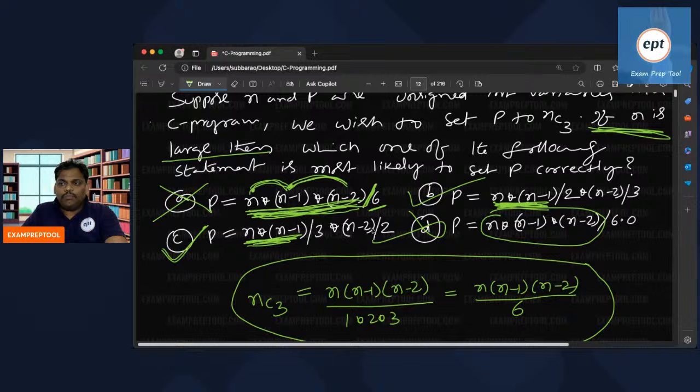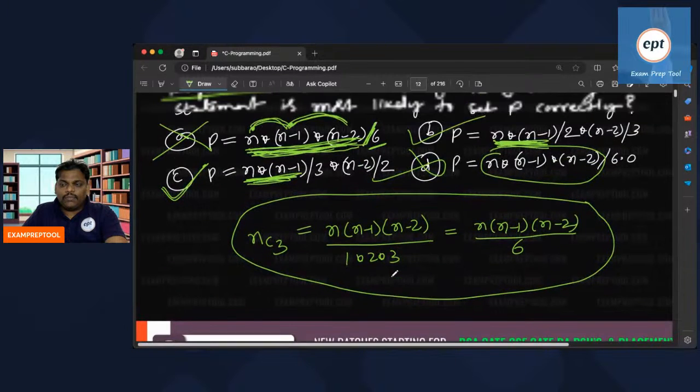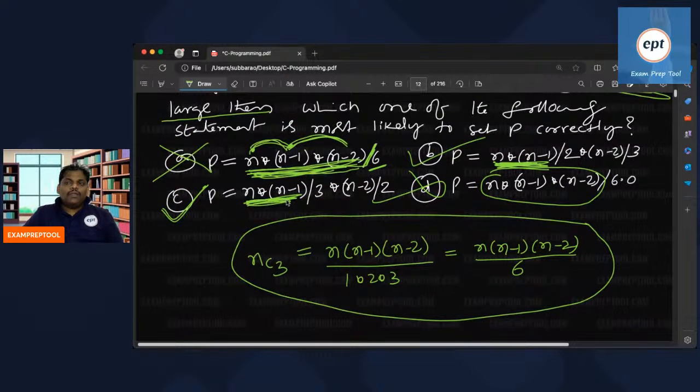But see the beauty. Can anyone help me now? N into n minus 1, is it an even number or not? Remember, even number by 3, you will lose something. Fractions will come. Suppose the even number is 20 by 3, it became 3, 6, 18. Remaining is 2. So it is going to be 6.6.